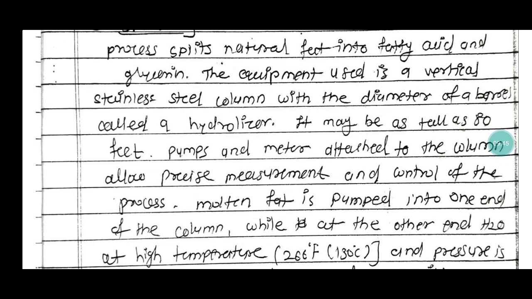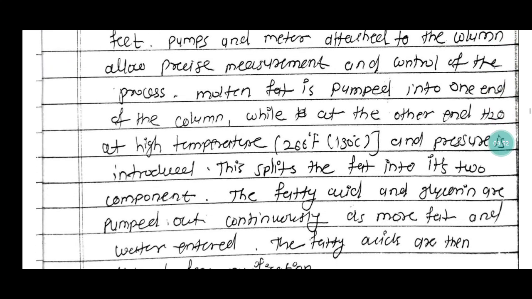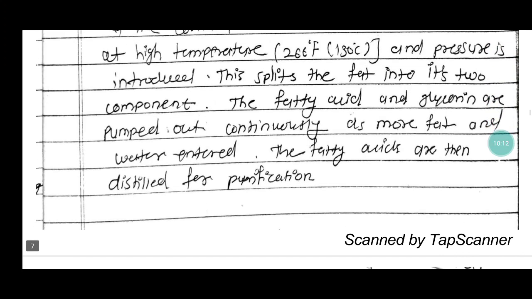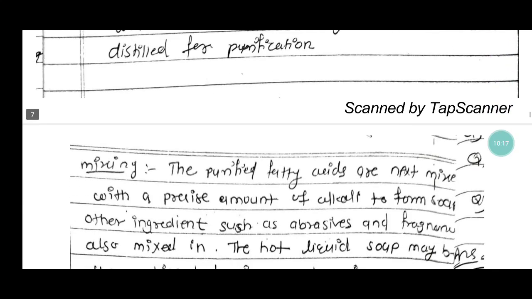Pumps and meters attached to the column allow precise measurement and control of the process. Molten fat is pumped into one end of the column, while at the other end water at high temperature, that is 266 degrees Fahrenheit or 130 degrees Celsius, and pressure is introduced. This splits the fat into its two components, and the fatty acids and glycerin are pumped out. Continuously, as more fat and water enter, the fatty acids are distilled for purification.